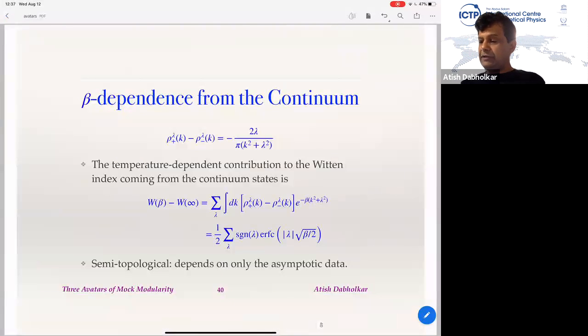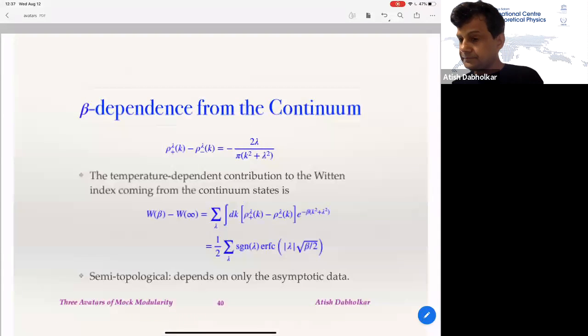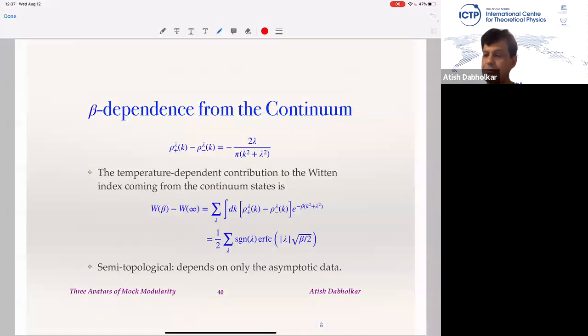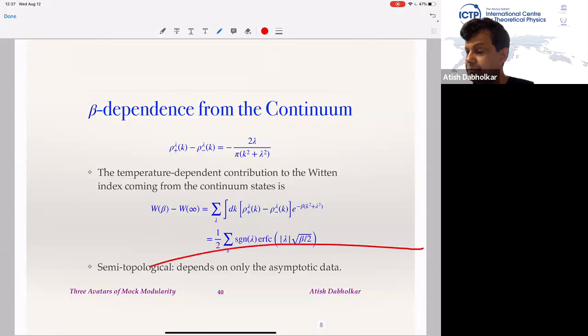And if you just plug this formula in, what you find is that my argument about the Witten index being beta independent actually fails. And you once again get this error function here. The difference between W of beta and W of infinity comes across as the error function.